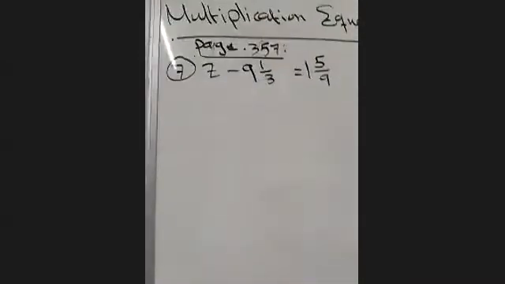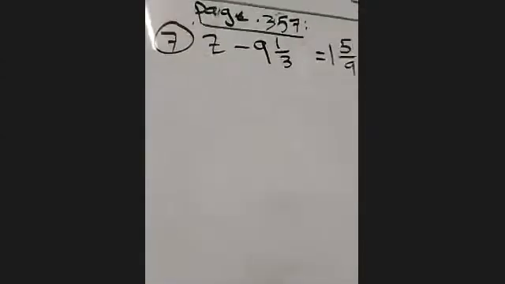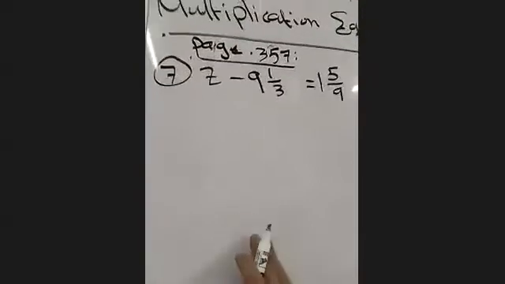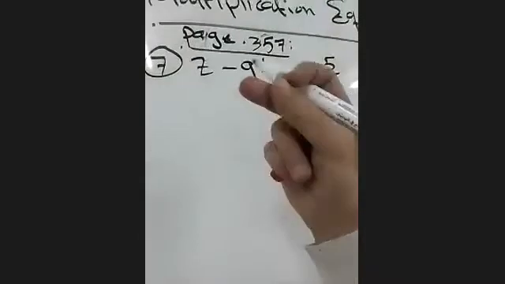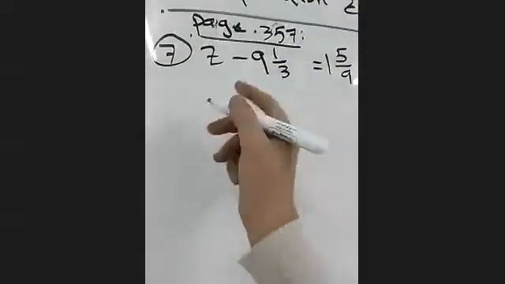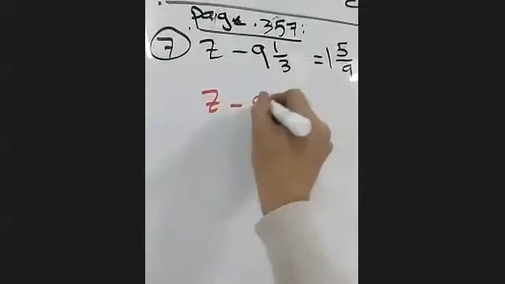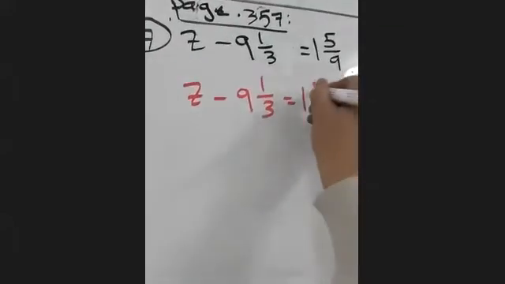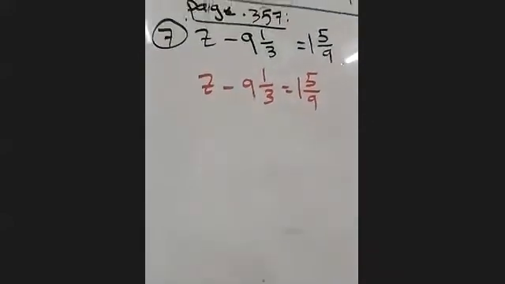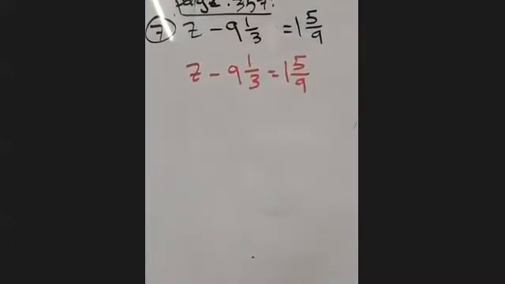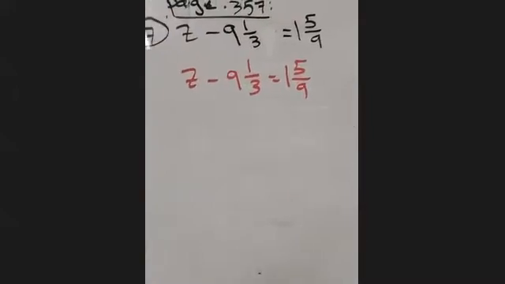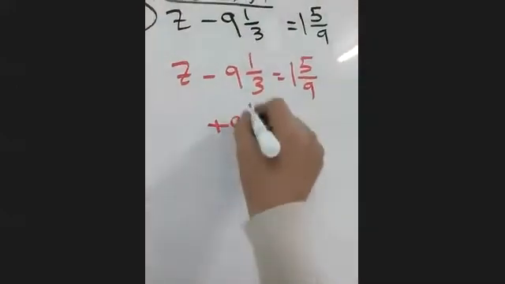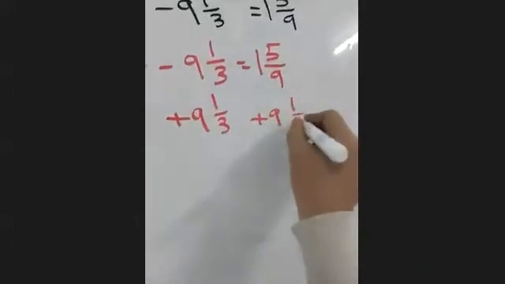What we will do, Ahmed, to solve? We will add. We rewrite the equation, Mister. How many times we said that? Write the equation again. Z minus 9 and 1 over 3 equal 1 and 5 over 9. Now what we will do, Ahmed? We will add 9 and 1 over 3 to both sides. Plus 9 and 1 over 3, plus 9 and 1 over 3.